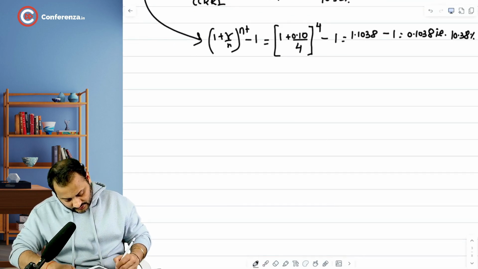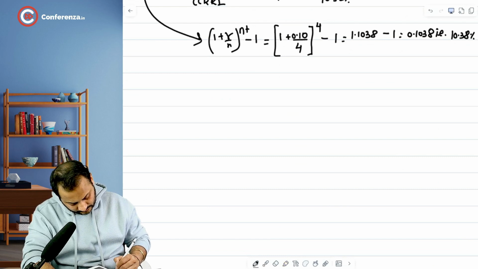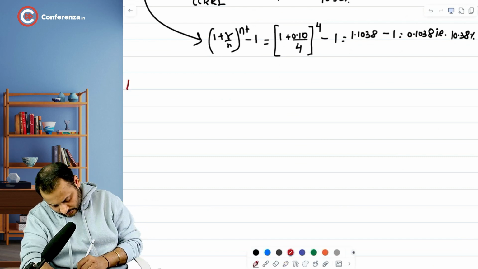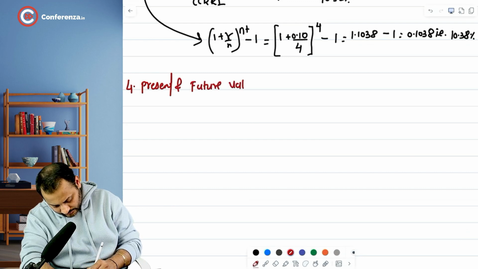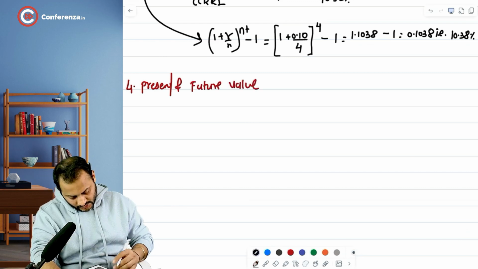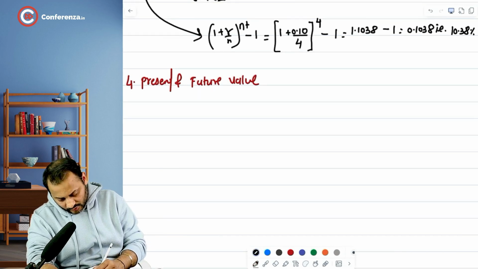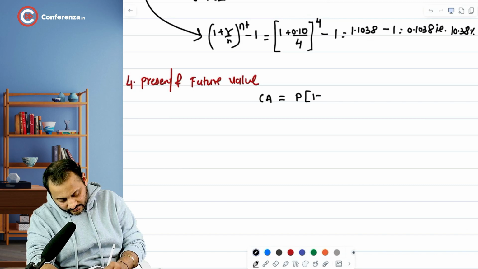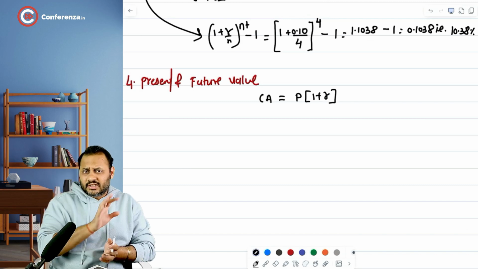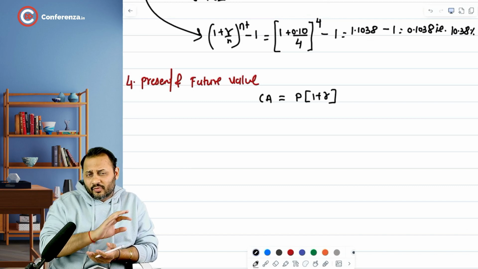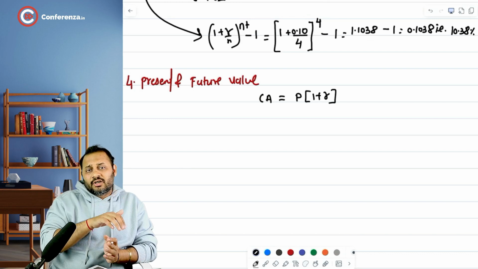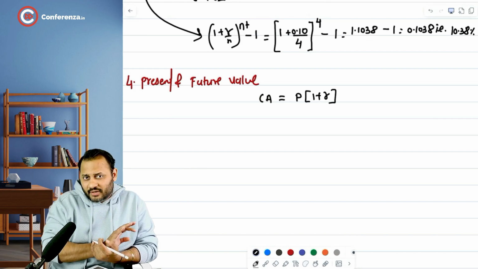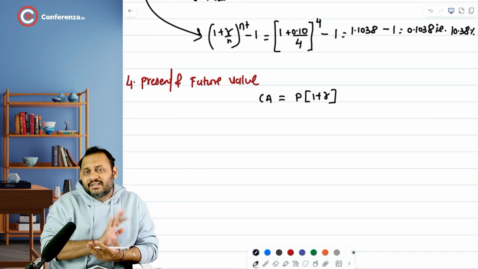So let's start with the fourth. Present and future value. So first of all, I will just start with the normal formula that we have learned till now. Compound amount is equal to principal in bracket 1 plus r. I'm just keeping it 1 plus r. I'm not taking number of compounding or the time, because we are not going too much into the compounding part. We are not learning the compounding. We are just keeping it simple.